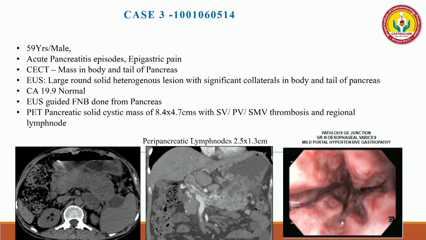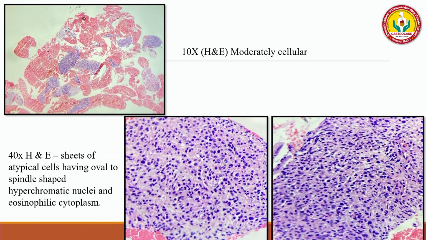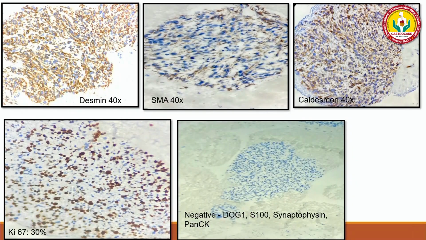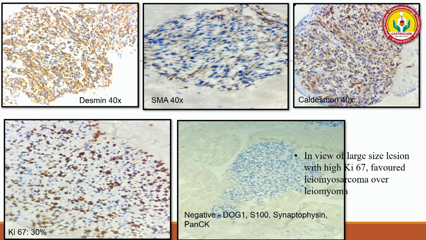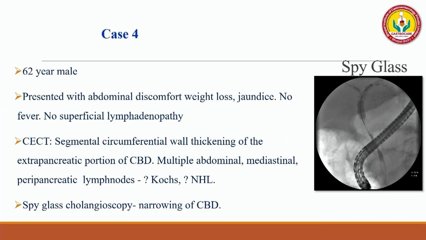This is another patient, 59 years old, with an 8 centimeter mass in the body and tail of the pancreas, and on FNA you can see spindle cells. So this can only be signed out at the time of EUS FNA as positive for a neoplastic and some mesenchymal tumor. But if you get a cell block, then we can do IHC, and in this case we have done Desmin, that is the mesenchymal marker, Caldesmon, SMA. So it was a smooth muscle tumor, and Ki67 was very high, around 30%. So definitely it's not a benign lesion with a size of 8 centimeters and high Ki67. It's a leiomyosarcoma.